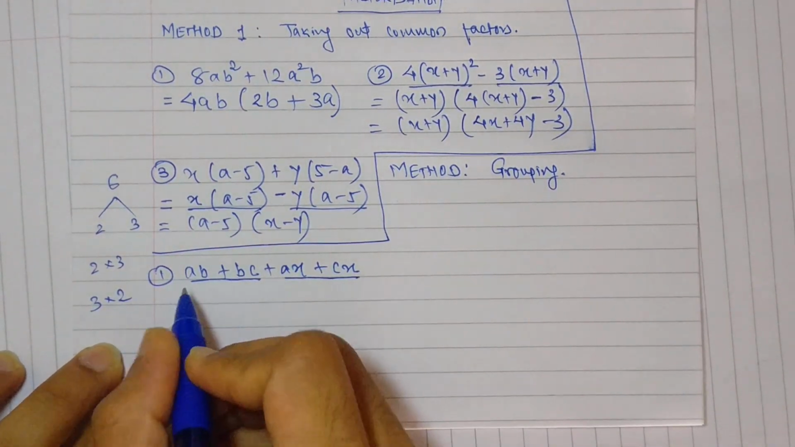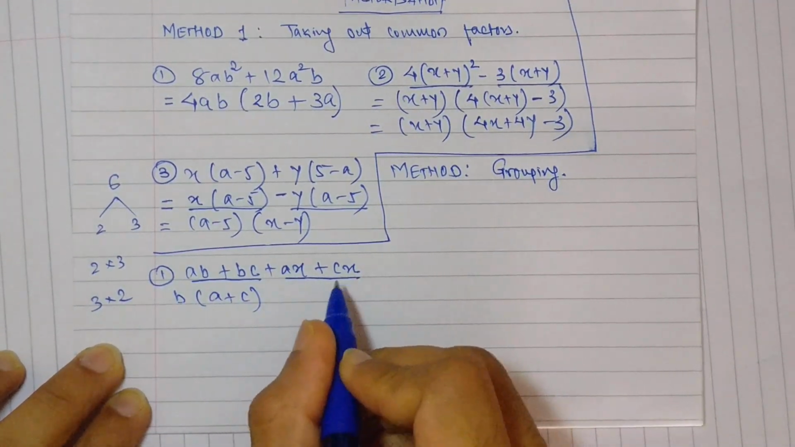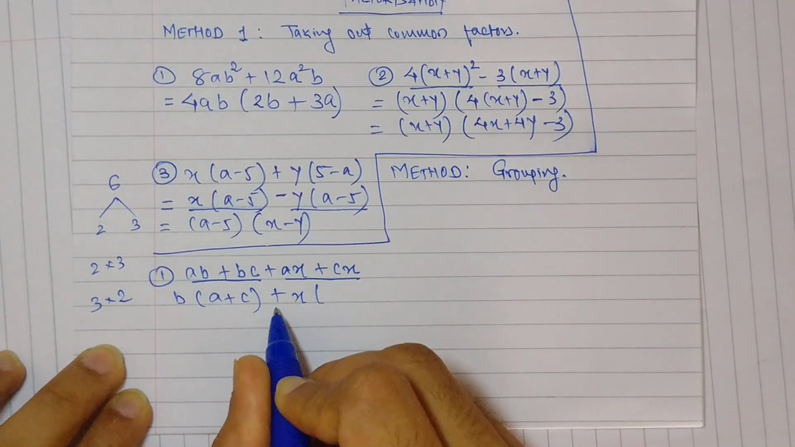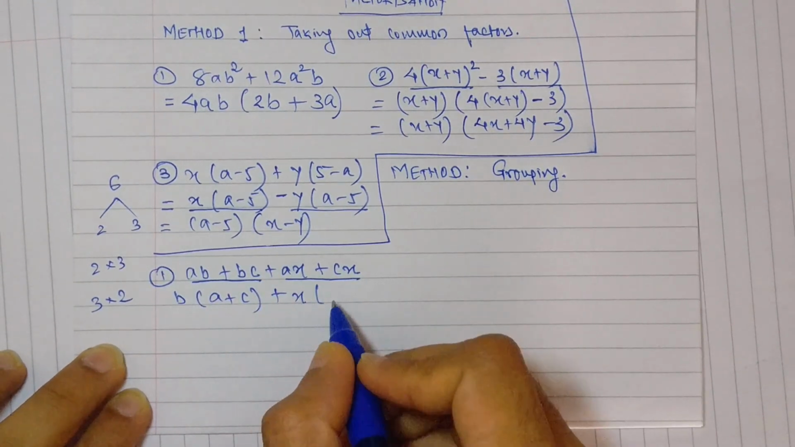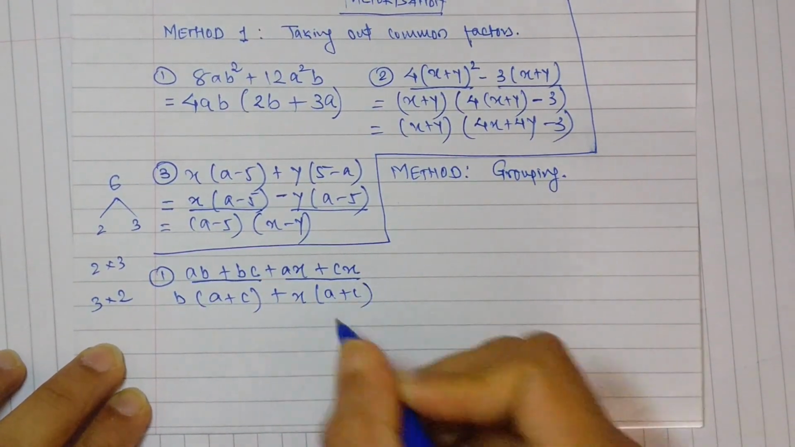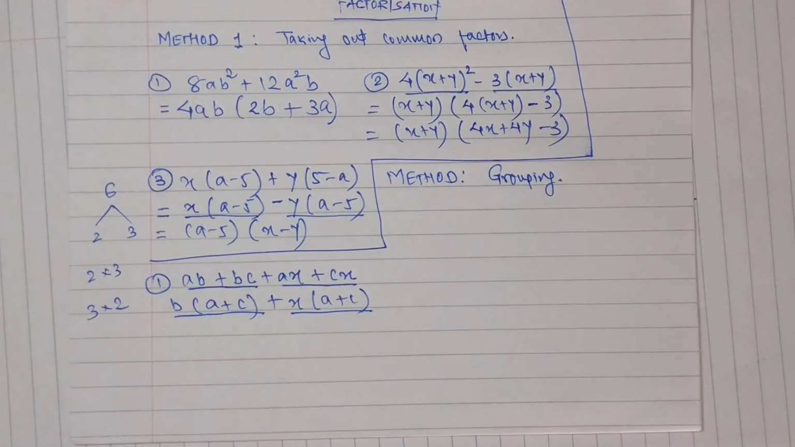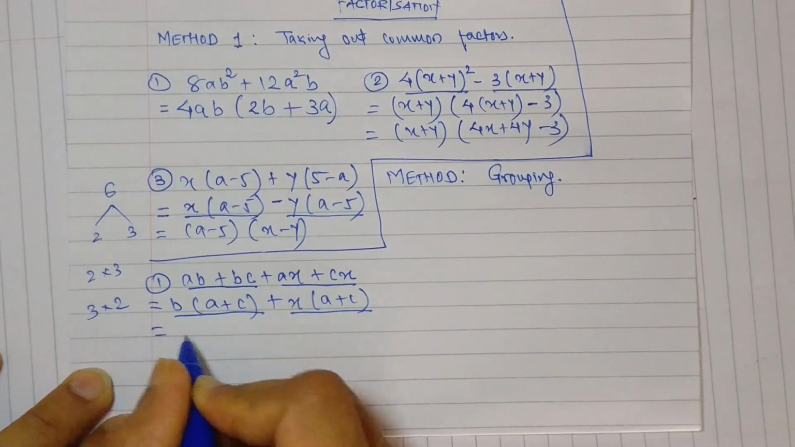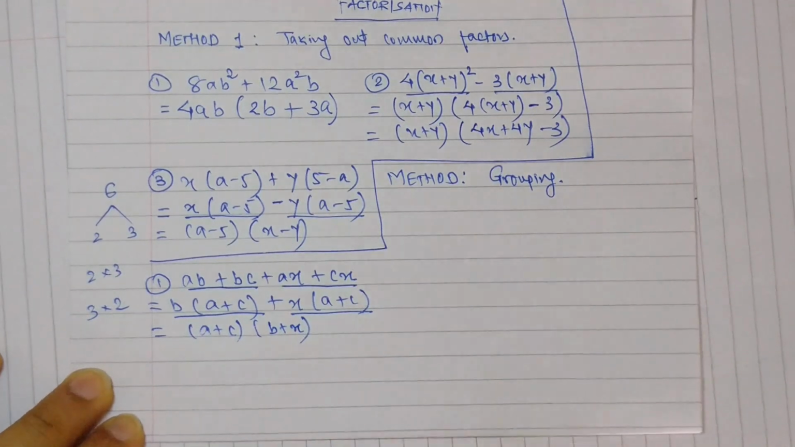What is common in first two? B. What will be left inside? A plus C. What is common in last two? Plus X. Don't forget to write the plus sign, because it is there, it will not go away. So plus X will come outside, A plus C will be remaining inside. Now these two terms, after grouping and taking out common, look very simple because A plus C is common in both the terms. So take out A plus C and B plus X will be remaining inside.